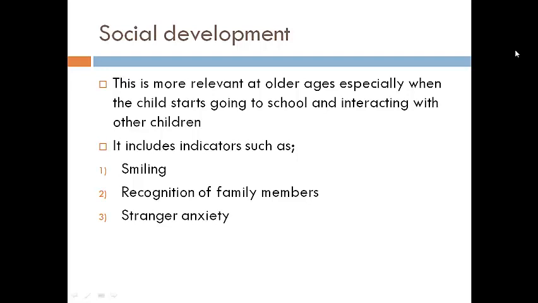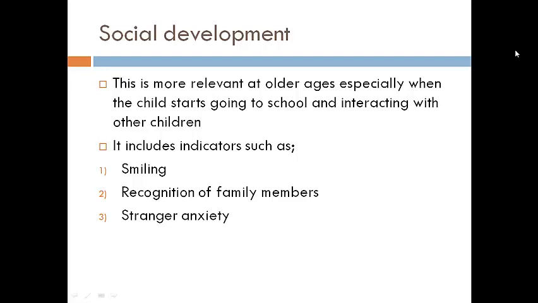Social development is usually relevant at older ages, so usually from age 3 and 4 onwards. This is also important when the child starts going to school and interacting with other people. But social development is usually tested by whether or not the baby smiles, if he or she knows who the family members are. So usually the doctor notices if, for example, the child is comfortable with cousins or aunts, whoever it is that comes along to the visit as well.